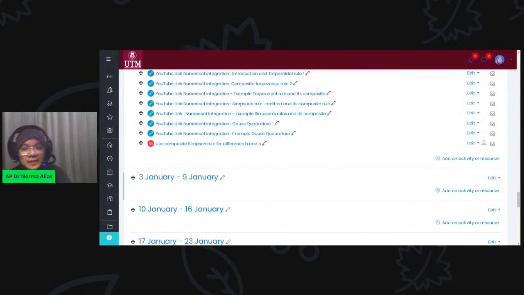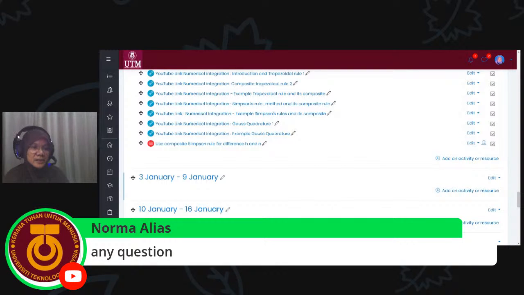So these are the two tasks. Once you know how to answer the question and the formula, you can submit at the e-learning. This one is under quizzes, and the other one is under working group. Any question about what you learned today? The composite Simpson's rule comes from the basic Simpson's rule.